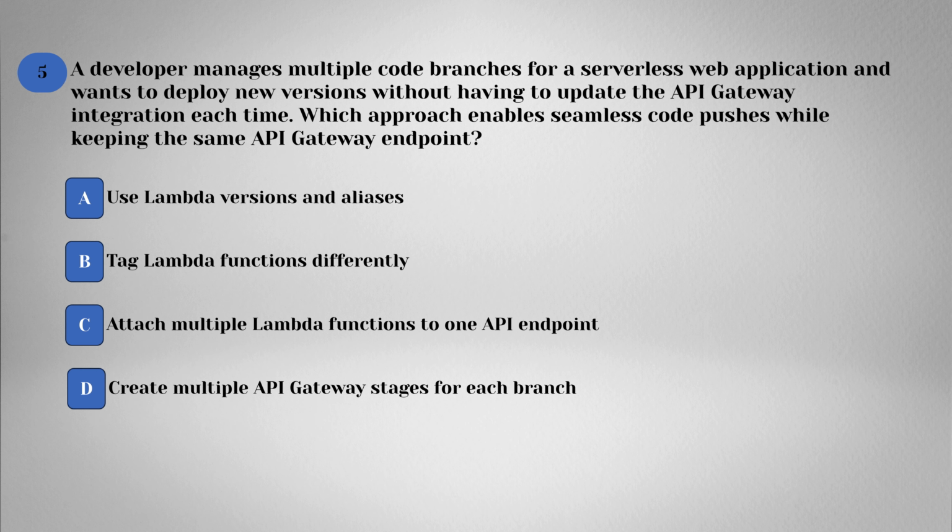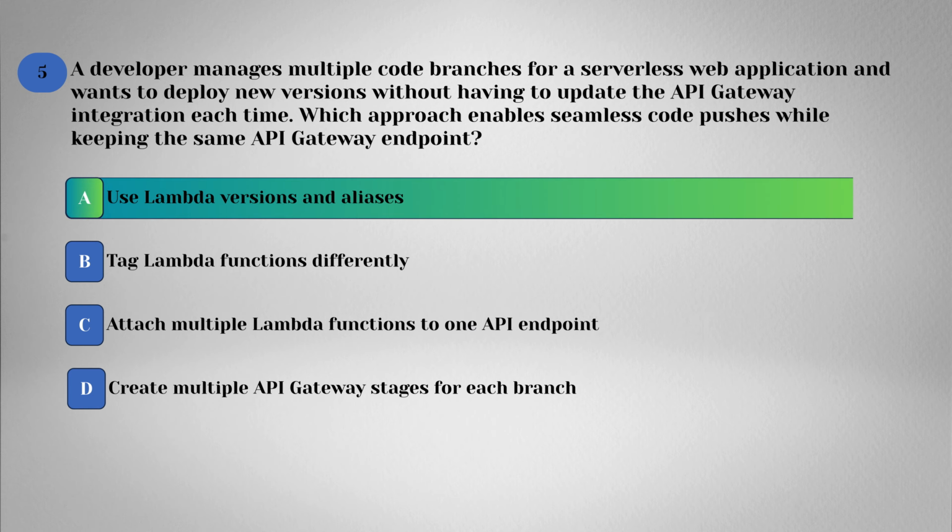A developer manages multiple code branches for a serverless web application and wants to deploy new versions without having to update the API Gateway integration each time. Which approach enables seamless code pushes while keeping the same API Gateway endpoint? Correct answer: use Lambda versions and aliases.